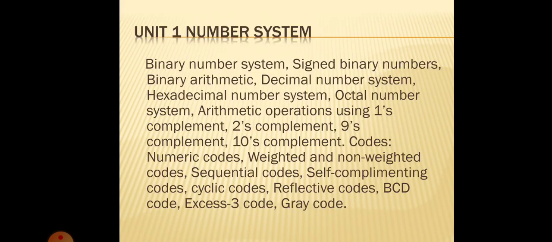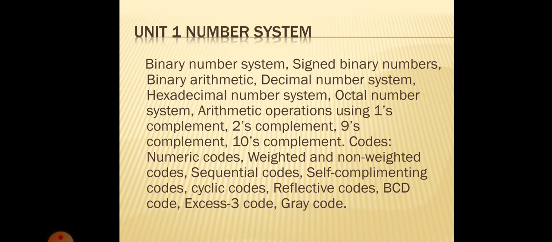So coming to the next slide, here we will again have an overlook of the first unit, which is number system. In this first unit we have to see all these contents, that is binary number system, signed binary number system, binary arithmetic, decimal number system, hexadecimal number system, octal number system, arithmetic operations using ones complement, twos complement, nines complement and tens complement. Okay, so in this chapter we will see different types of number systems and how they are converted from one number system to another.